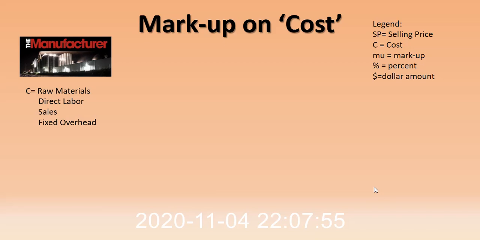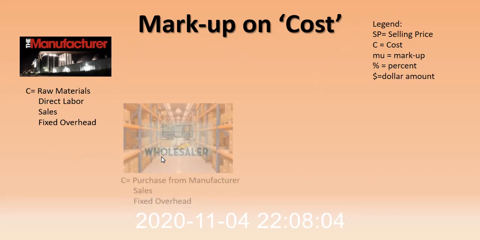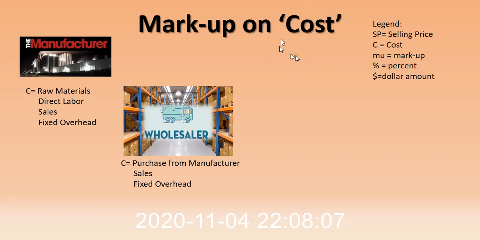So the manufacturer, if they know all their costs, they may say, I want to mark up based on all my costs when I sell to the wholesaler. Okay? So I may have a certain percentage markup on cost, or MUC, so that I say, I might want a 30% markup on all of my costs when I sell to my wholesaler.